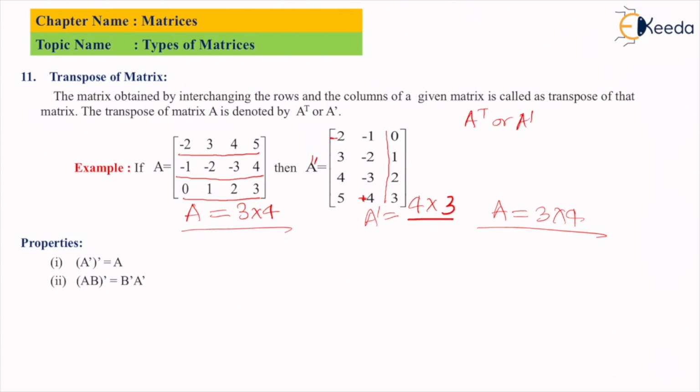Next, if I find (AB) dash, or transpose of a matrix A into B, then it is equivalent to B dash A dash. That is a multiplication of B transpose and A transpose. Now to understand this property, you may take any two matrices. You may label them as A and B with the same order. Then multiply them, find out AB, take transpose of that matrix. So you got the left hand side. Now for that A and B, find out transpose individually and then multiply B dash with A dash and get the answer.